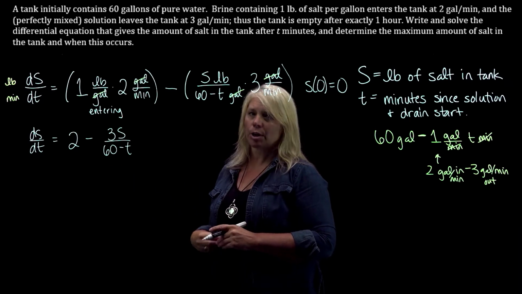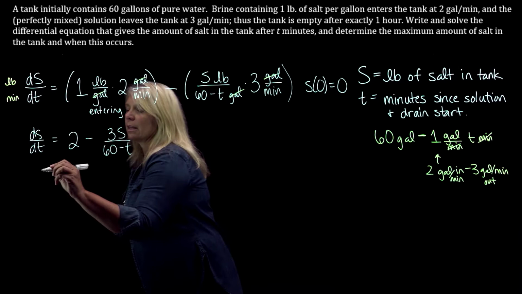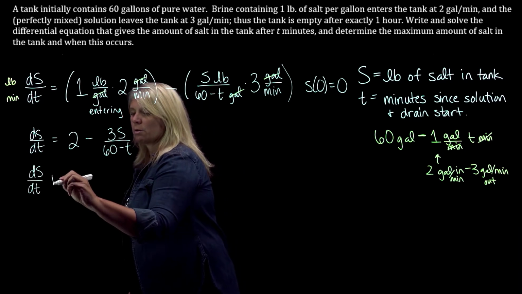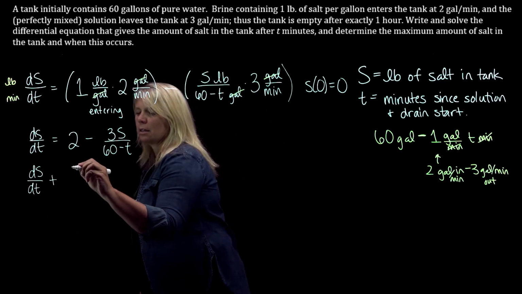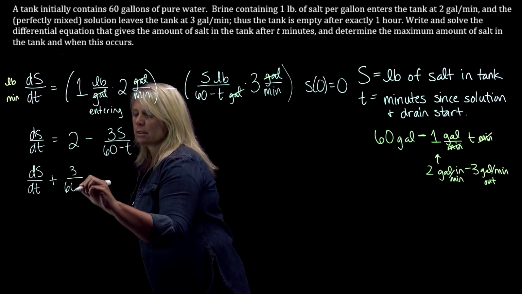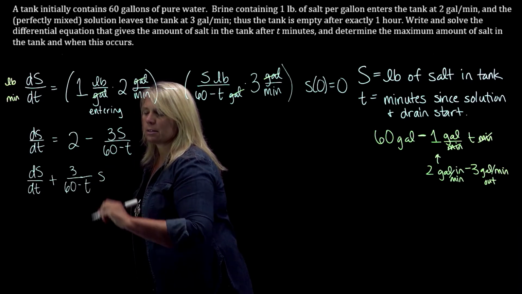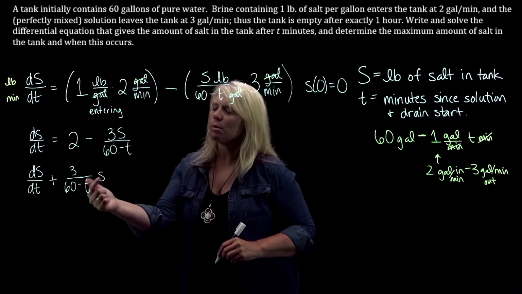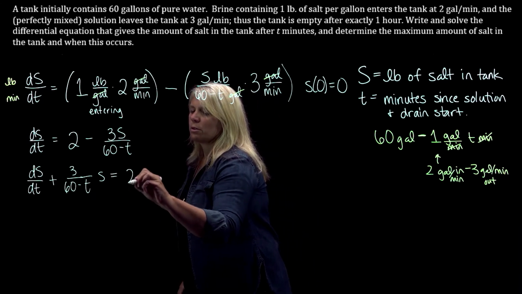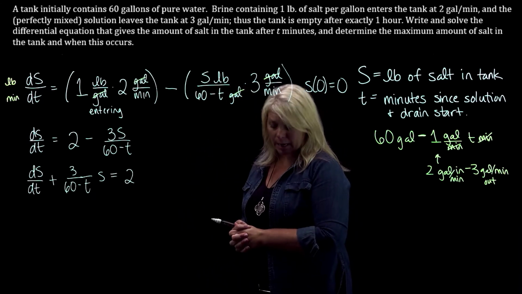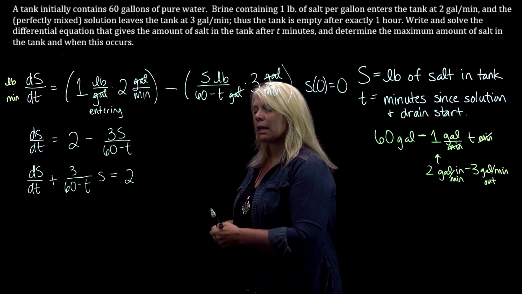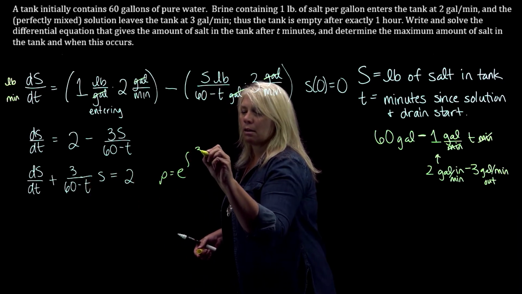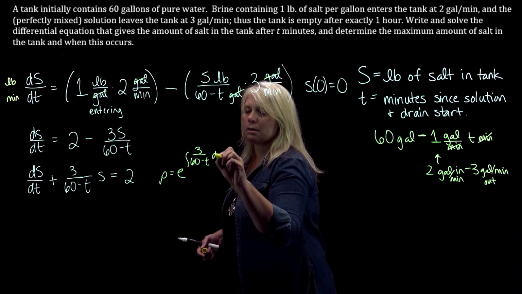So if I want to rearrange the terms so that I can put it in standard form for solving a linear differential equation, I'm going to add this term to both sides, and I'm going to rearrange the constants a little bit on that: 3 over 60 minus t times s, so that I have it clearly function of independent variable times dependent variable equals 2. All right, and then I can use that to find my integrating factor. So we've done this a lot of times at this point. Rho equals e to the integral of 3 over 60 minus t dt.